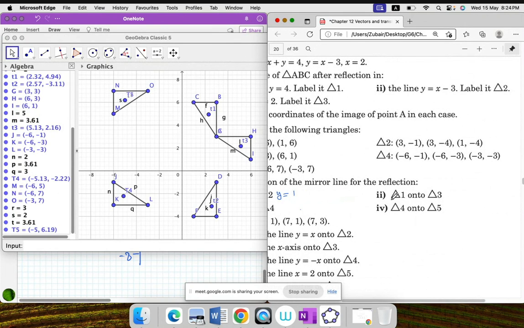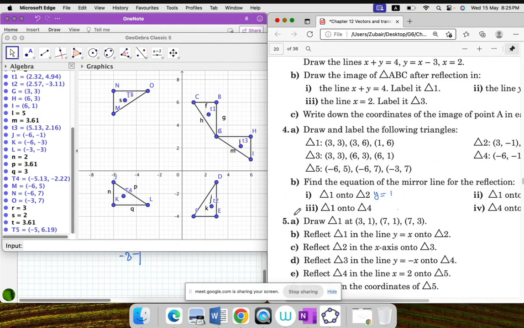Now let's try this. 1 onto 3. This is 1. This is 3. Triangle 1, triangle 3. So 1 onto 3 from the middle line, it will be y is equal to x. Very good. Y is equal to x.